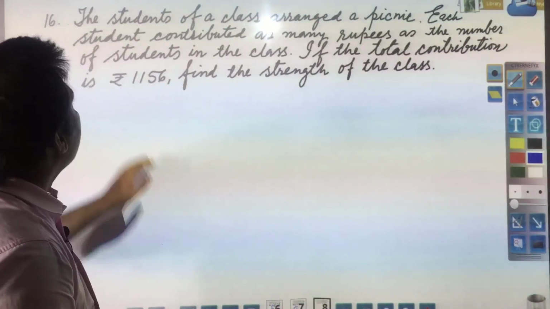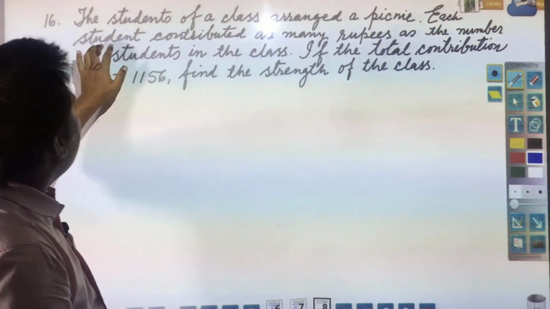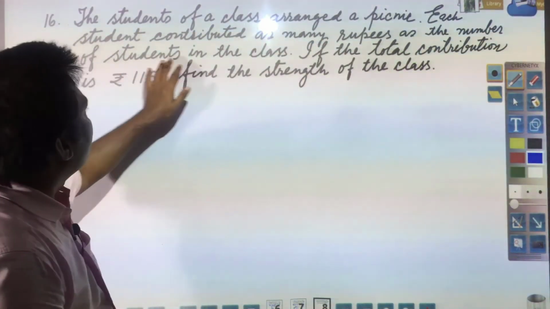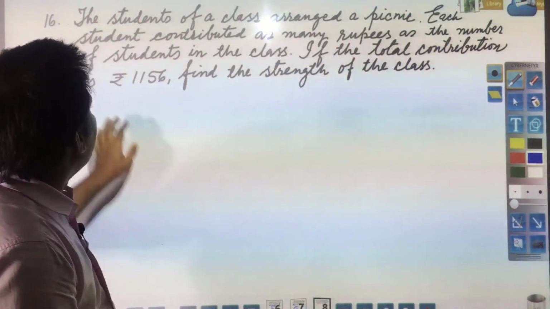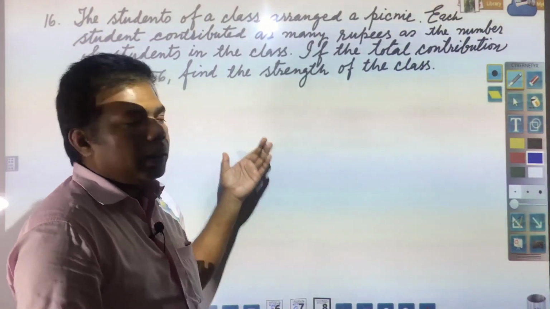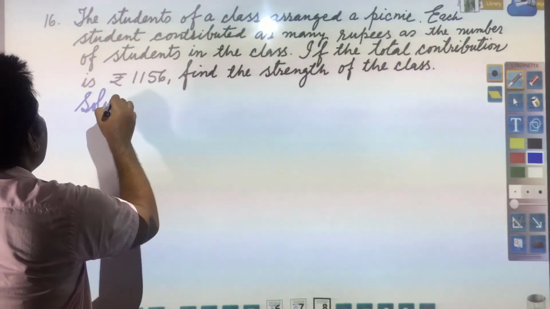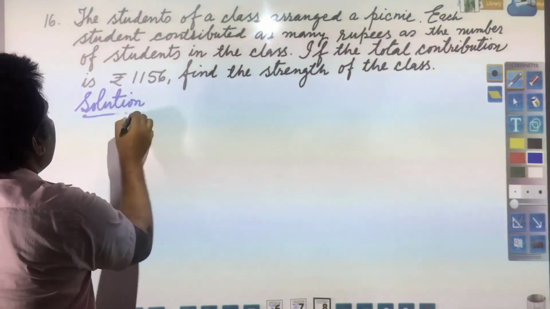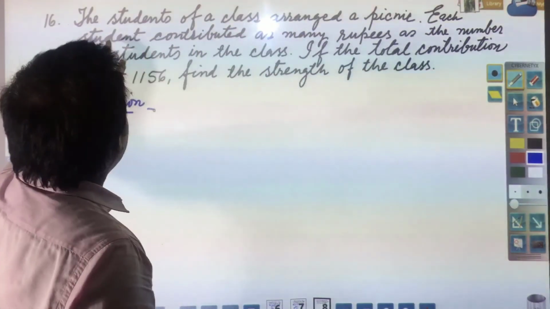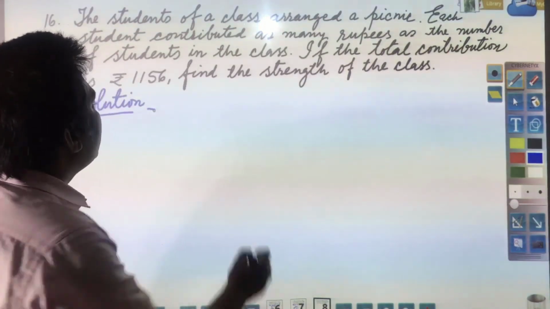Next you see, the students of a class arranged a picnic. Each student contributed as many rupees as the number of students in the class. If the total contribution is 1156, find the strength of the class. A similar question is there. Here you see, the students of a class arranged a picnic. Each student contributed as many rupees as the number of students.